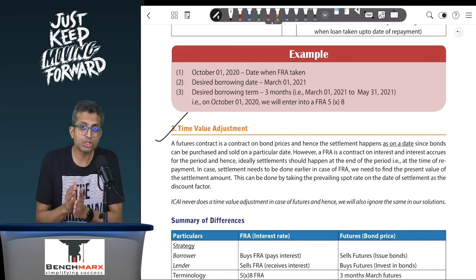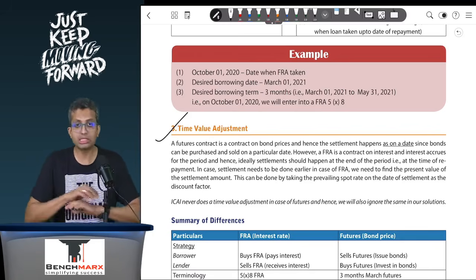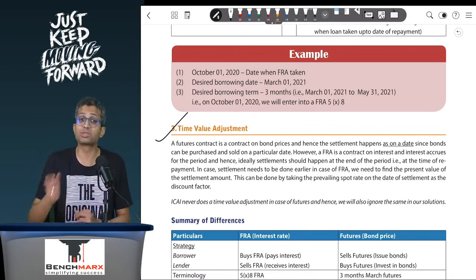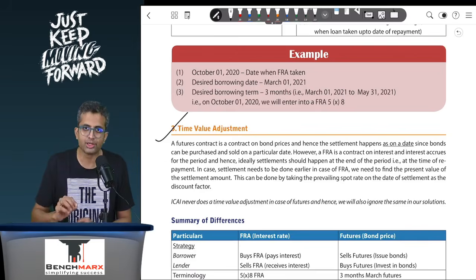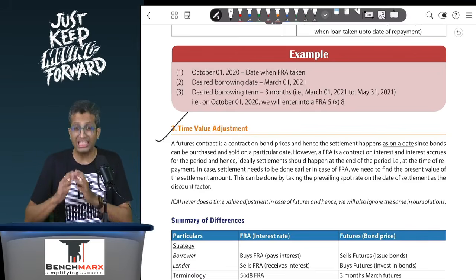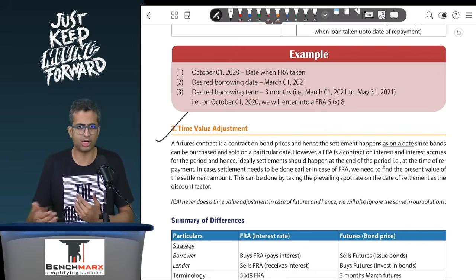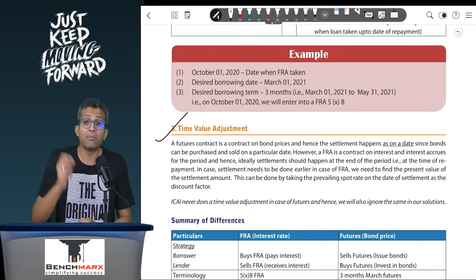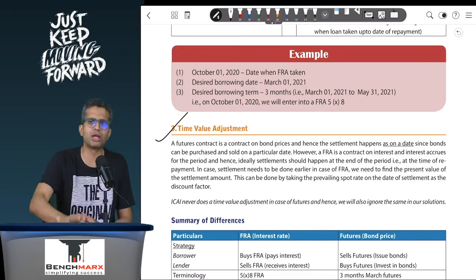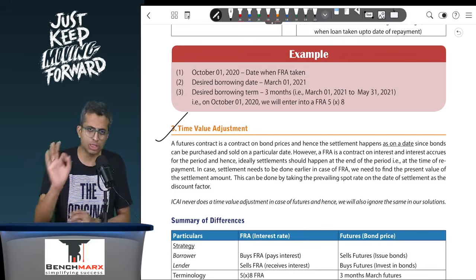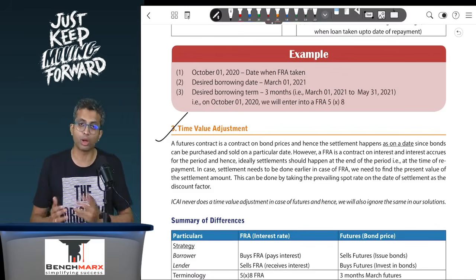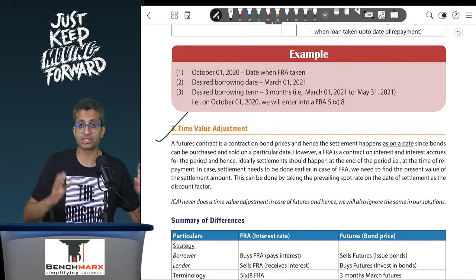However, in sums where you have only futures, the institute never does the time value adjustment on the futures, because futures net settle on a particular date. So if I'm closing the contract in September or, let us say, March, the mark to market settlement will happen in March itself, and as a result there will be no separate time value adjustment that the institute does for futures.